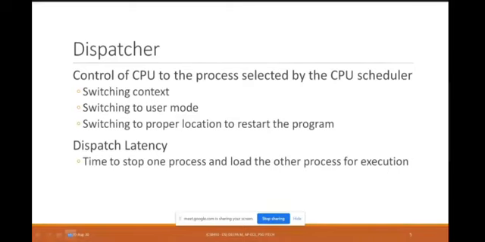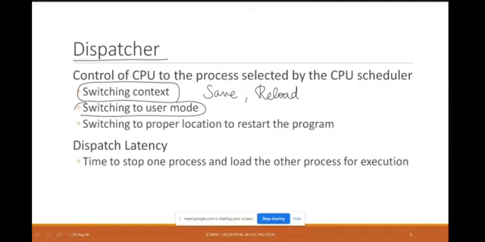So the next topic is the dispatcher. Now your CPU scheduler has chosen one particular process for executing in the CPU. This context switching will be done by your dispatcher, meaning you have to save the state and reload the other process. Switching from kernel mode to user mode will also be done by your dispatcher, and you are going to point to the proper location and restart the next program which is to be executed.